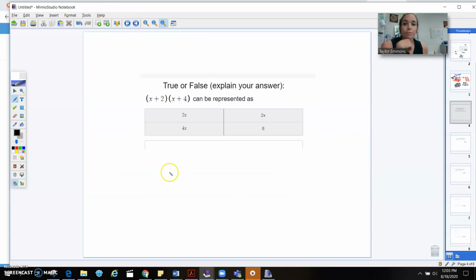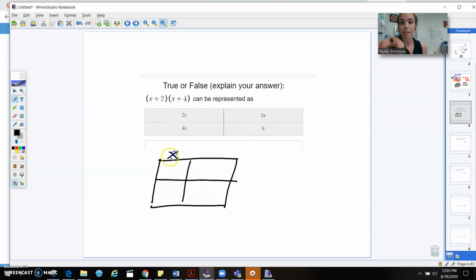All right, so on the next one, it said true or false, and then you're going to explain your answer. So this is set up like the box. Okay, so we're going to do our box method. We're going to draw a box, and we're going to put our factors on the sides. So x plus 2 and x plus 4. And so what we're going to do is multiply the sides. So x times x is going to give us x squared. 4 times x is going to give us 4x. X times 2 is going to give us 2x. And 4 times 2 is going to give us 8.